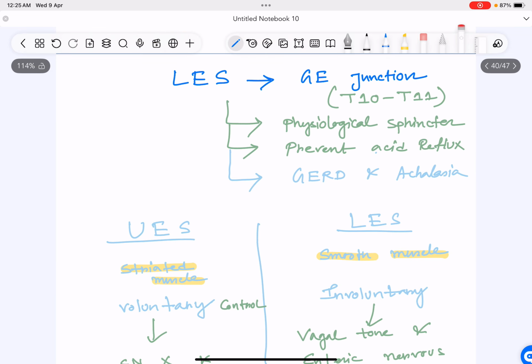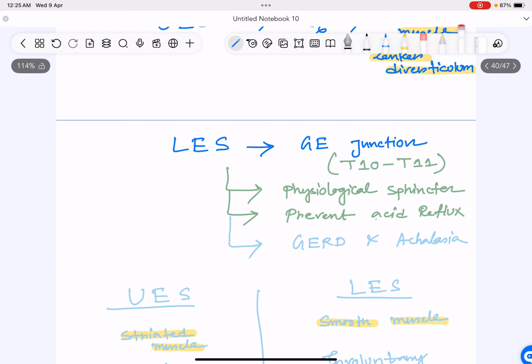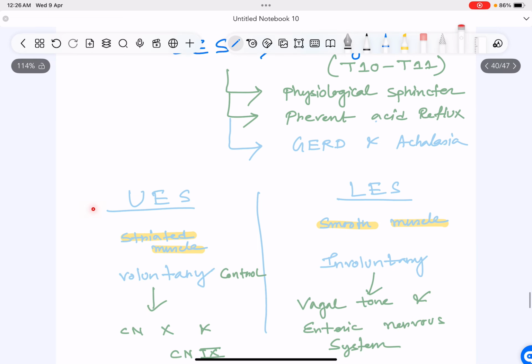So the function of the lower esophageal sphincter is to prevent acid reflux. The function of the upper esophageal sphincter is to prevent entry of food and air. With the lower esophageal sphincter, a defect leads to GERD, where the tone is very low, so there is acid reflux, and in achalasia the tone is very high, so nothing, not even liquid, can pass.